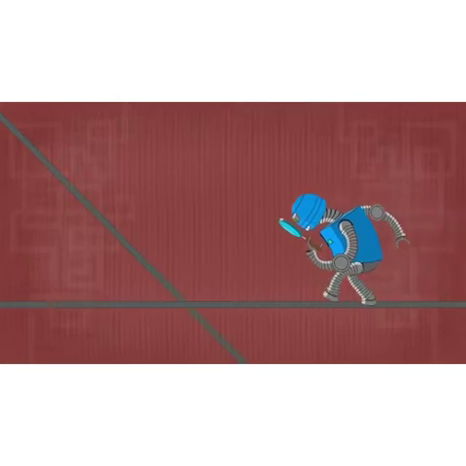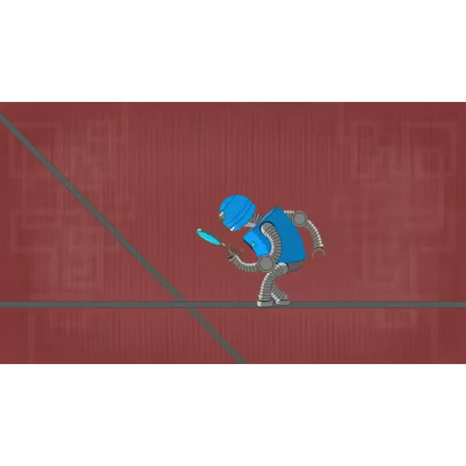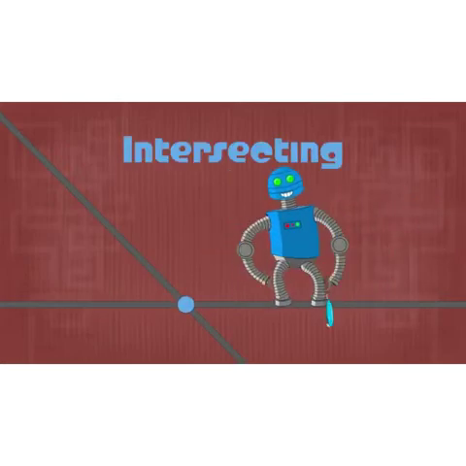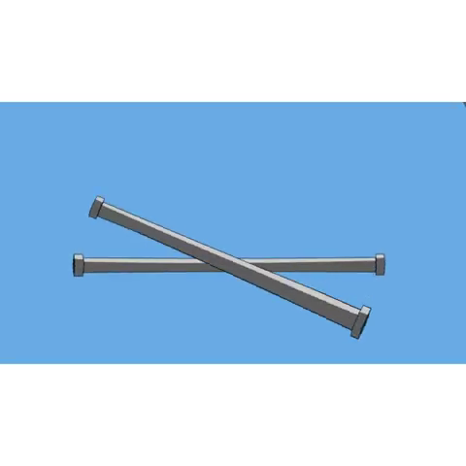Let's talk about detecting if two lines are intersecting. It's the term that we select if at any point two lines connect.